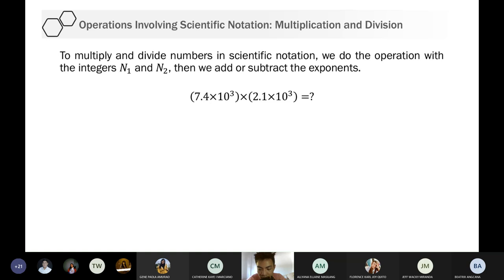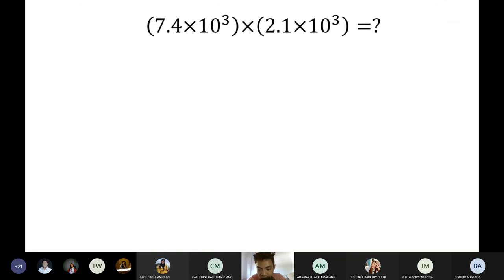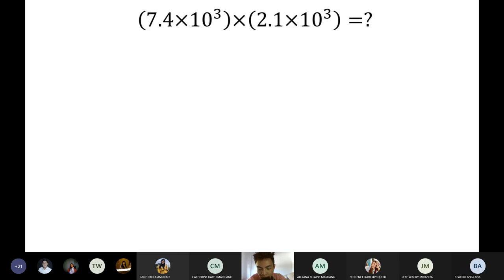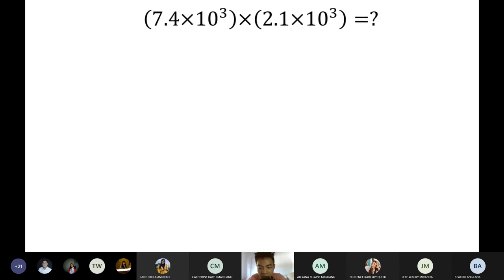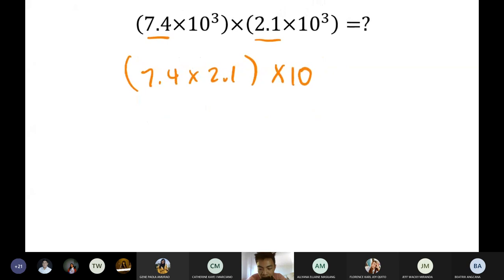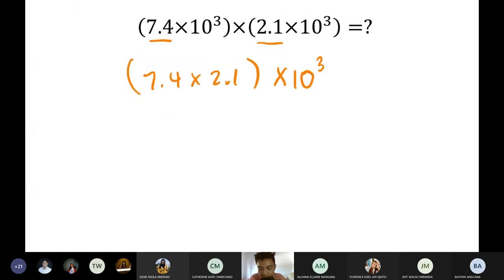Okay, so let's have this one for example. I have here 7.4 times 10 raised to 3 times 2.1 times 10 raised to 3. So again, I will do my operation with these two numbers as is. I will multiply my coefficients, so that will be 7.4 times 2.1 times 10 raised to. What am I going to do with the exponents? I will add them. So the exponents don't need to be the same, you just add them. I'll use my calculator to be quick.